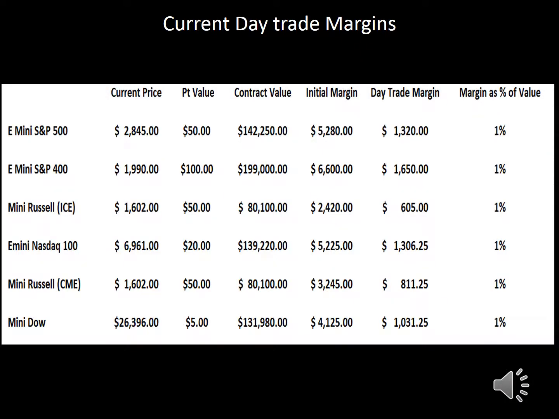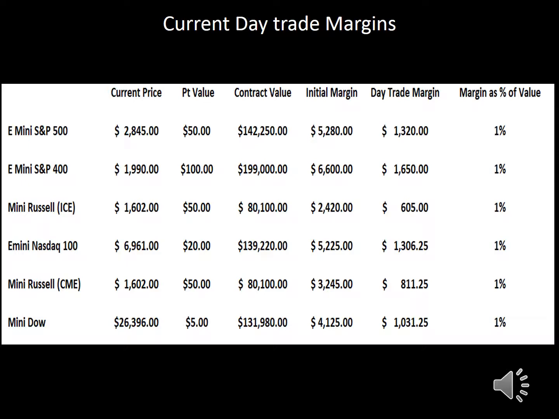Here's a slide I made to just show you the power of trading futures, day trading futures. Of course, that's what I talk about most of the time. And we talk about the 6 markets that have day trade margins on the stock indexes at TradeStation. And the initial margin, for instance, on the E-mini S&P is $5,280 when the contract value is $142,000. So that's about 3-4%, about a 4% margin requirement.